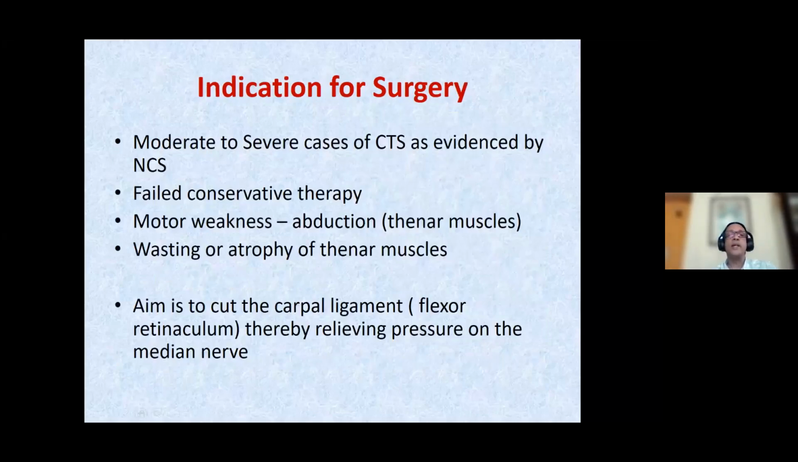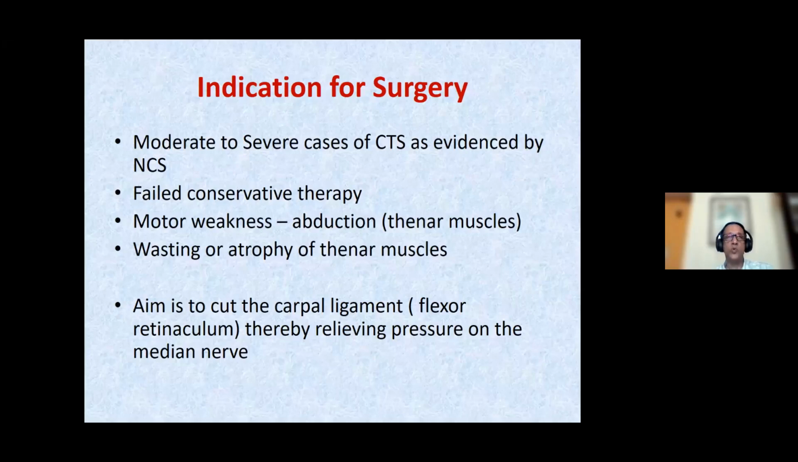So what are the indications for surgery? If the patient has a moderate to severe case, as evidenced by a nerve conduction study, or if they have failed conservative therapy, say 3 months or 6 months, but generally if over 6 months they have not had any relief, then there is an indication to surgically release the carpal tunnel. And then, of course, if there is obvious motor weakness, as evidenced by a loss of abduction, a loss of thenar muscle function, or you see some wasting or atrophy of the thenar muscles, then again surgery should be the option chosen.